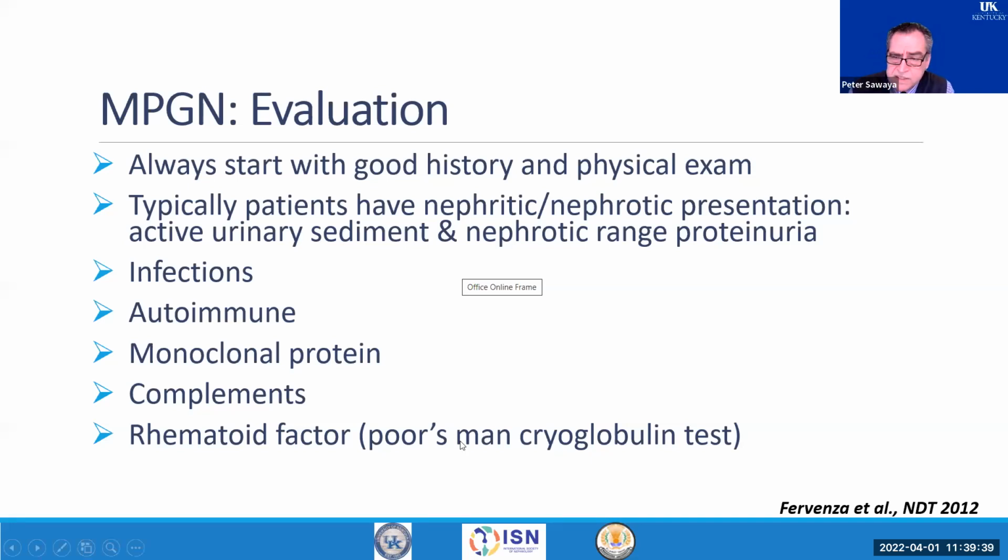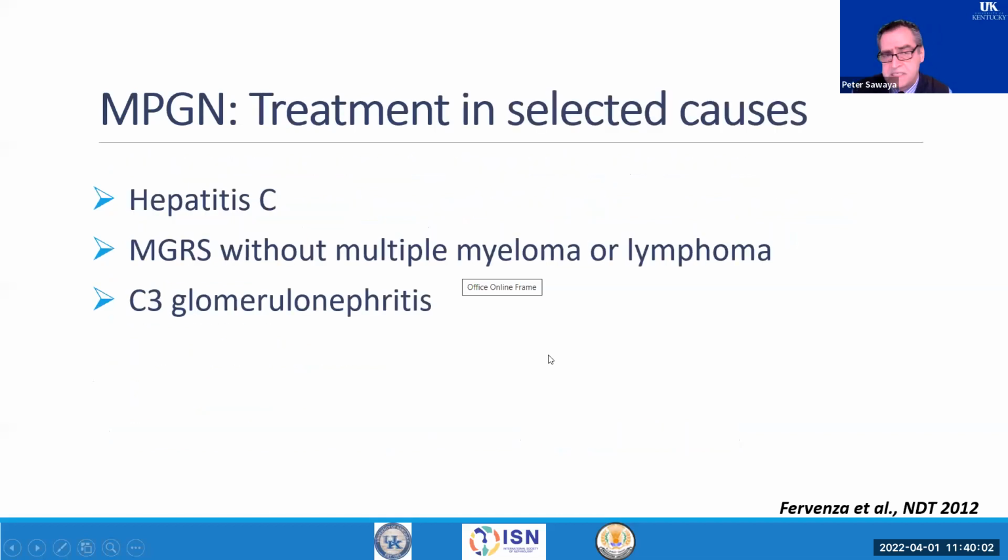But rheumatoid factor is a poor man's cryoglobulin, because both of them are IgM, and you will have a rheumatoid factor positive in those that have cryoglobulin. And cryoglobulinemia will change the therapy if you have it, and there is a further classification of what to do once you have it. If you have Hep C, I'm going to focus on, I don't know how I'm doing on time, I'll go fast, selected causes of treatment.